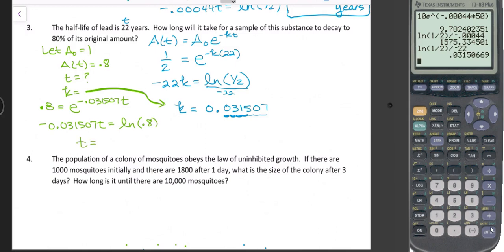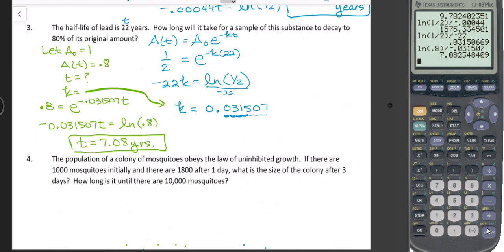So t is going to equal the natural log of 0.8, and I'm going to divide that by negative 0.031507. And when I hit enter there, I get my time of 7.08, and my units on my time is years. So it'll take just a little over 7 years to get to 80% of its original amount. And it doesn't matter what the original amount is. It will be a little over 7 years regardless.